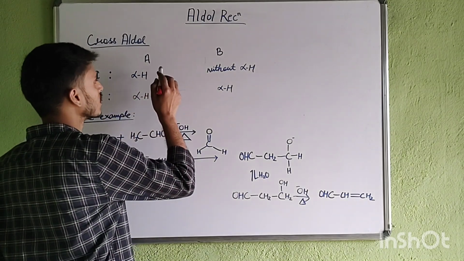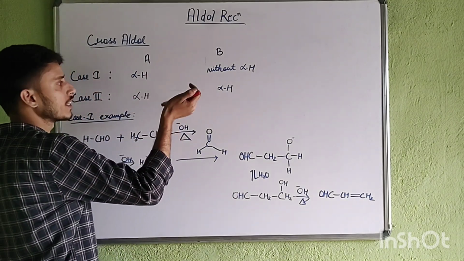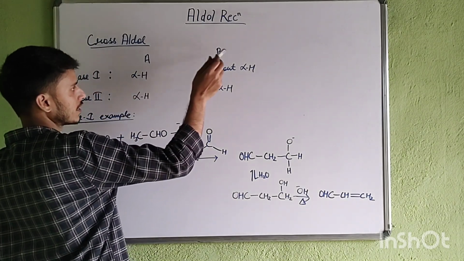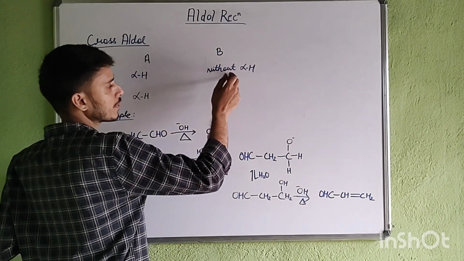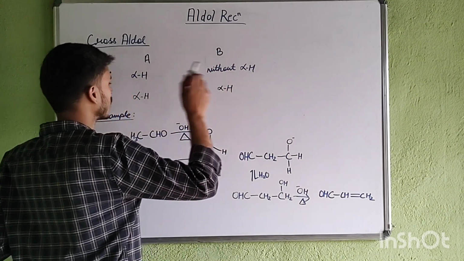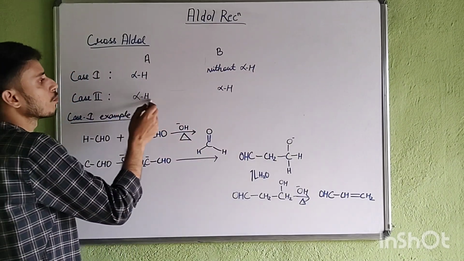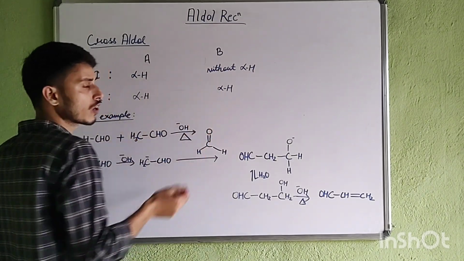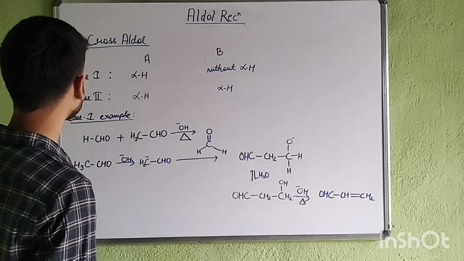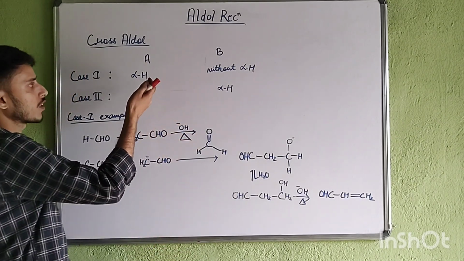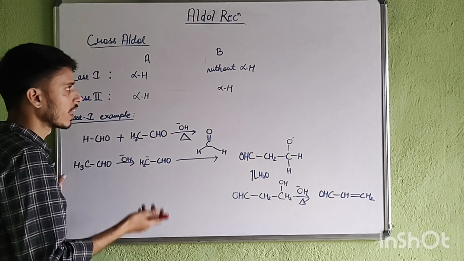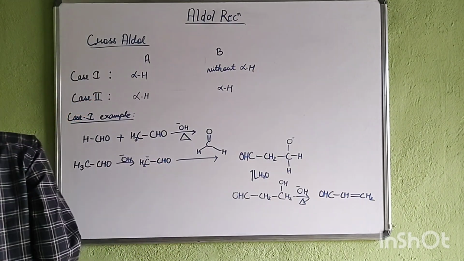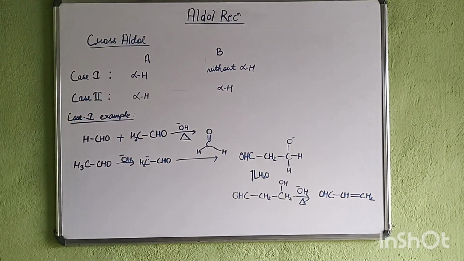So we can have two cases here. First, in which of the two compounds, one is A and another is B. One may have alpha hydrogen and another may not have alpha hydrogen. And case 2, both may have alpha hydrogen. So how will the reaction proceed? Let's see the first case, where alpha hydrogen is present in one compound and the other compound does not have alpha hydrogen.